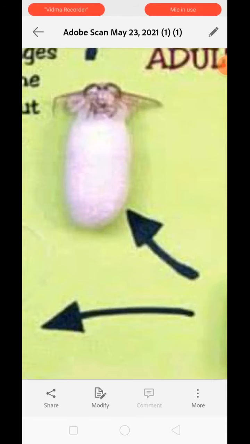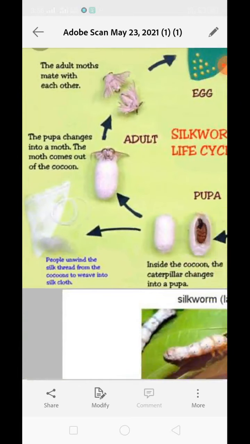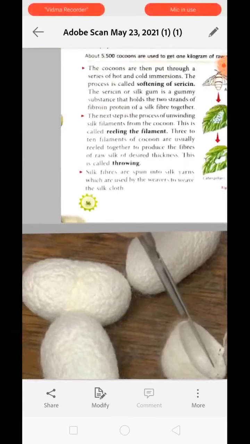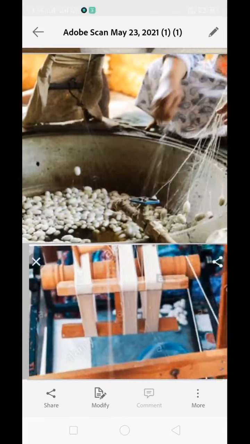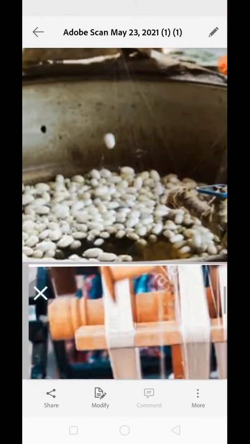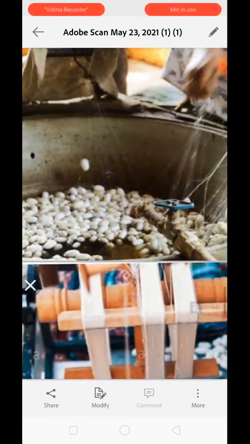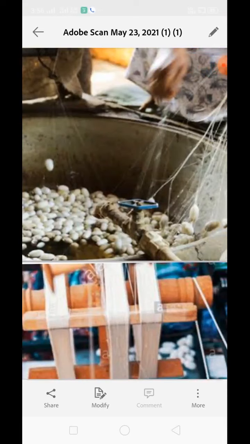The cocoons are then put through a series of hot and cold immersions, which will make the sericin loosen up. See over here, we have already put these cocoons through a series of water. Because of this, the sericin will get loosened up. This is called softening of sericin. Sericin is a gluey substance which keeps two fibers of fibroin together. It means it is a sticky substance.